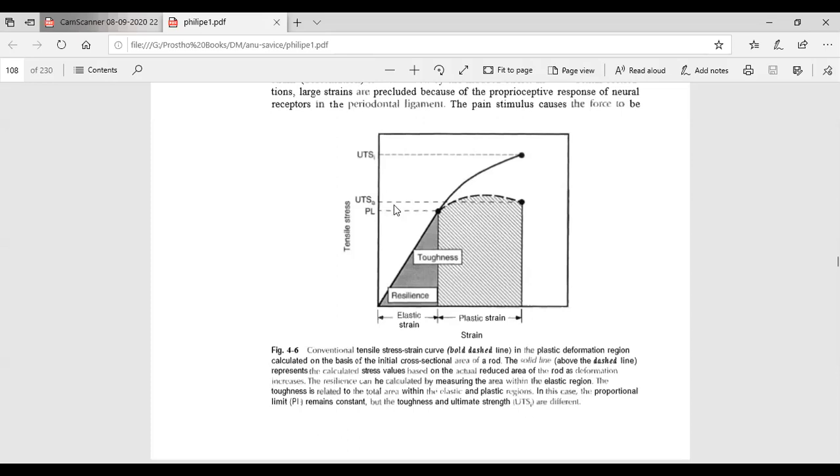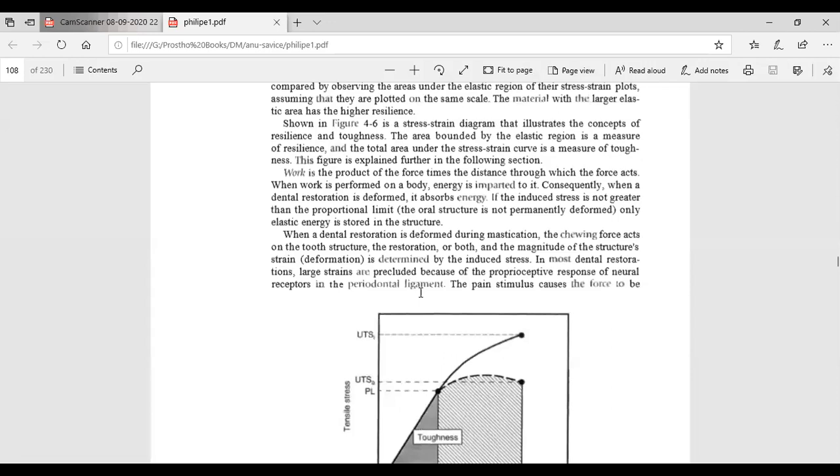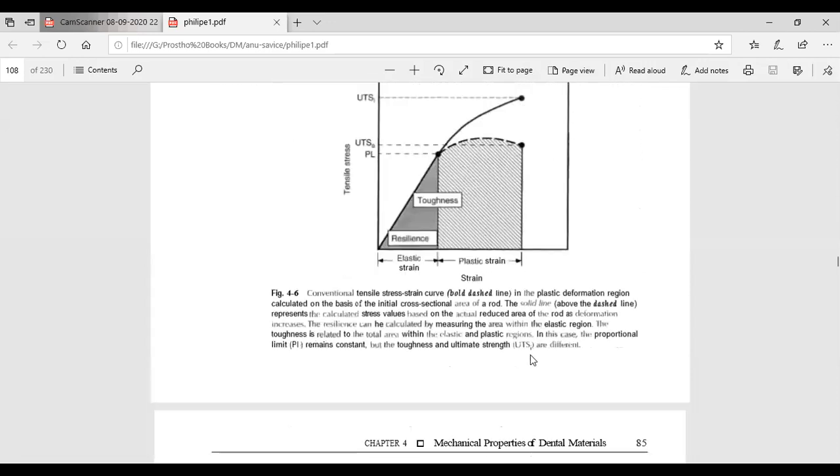Now, ultimate tensile strength also, here there are two, UTSA and UTSI. What are those UTSA and UTSI? Now, in this case, the proportionality limit remains constant.